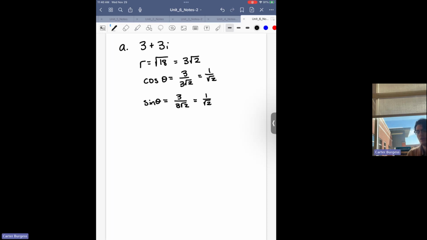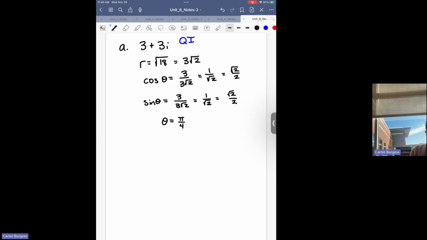Now 1 over root 2 is different than what we're used to seeing here, but this is equivalent to something that we actually do know. What is this the same as? If we rationalize the denominator here, what do we end up with? Root 2 over 2 for both. And so what is the angle that's going to give us positive root 2 over 2 for both x and y? That's going to be pi over 4, noticing that we are in quadrant 1 here. So we are looking for the quadrant 1 angle that will give us that.